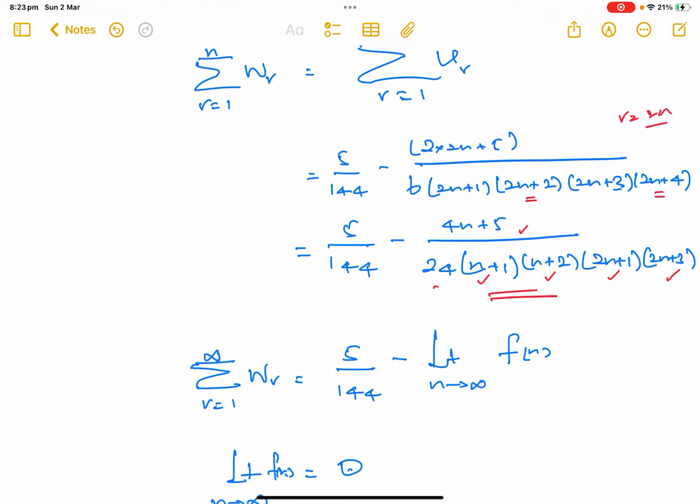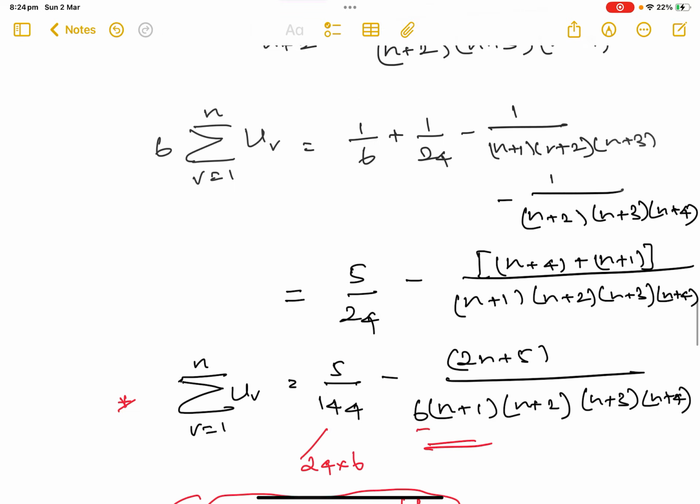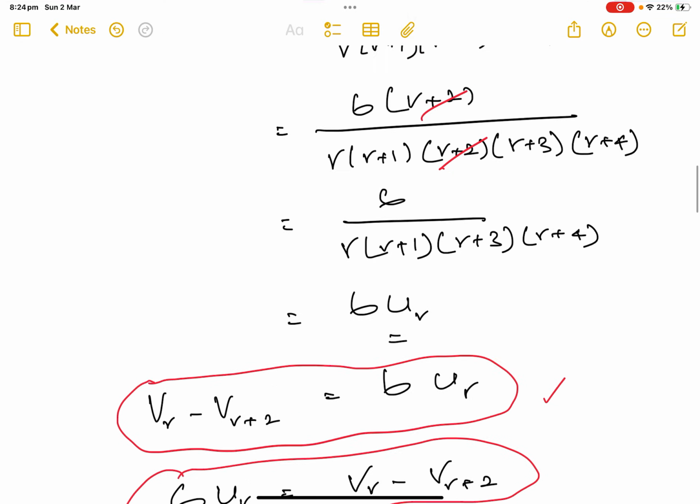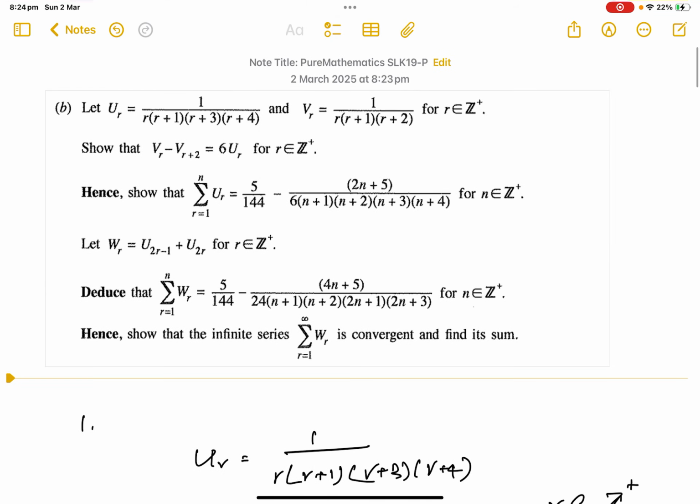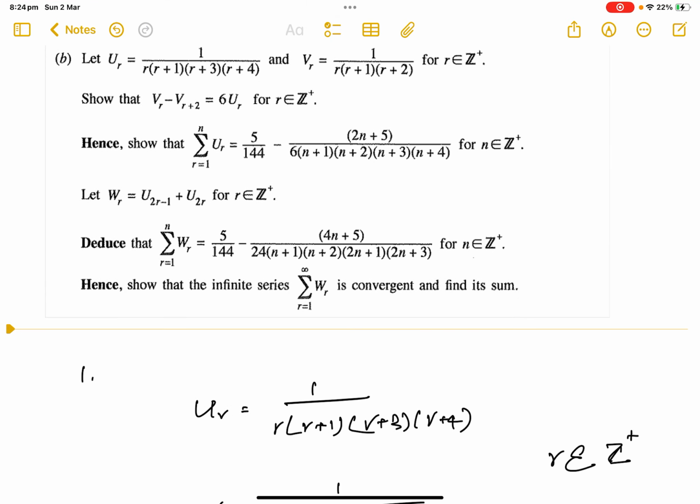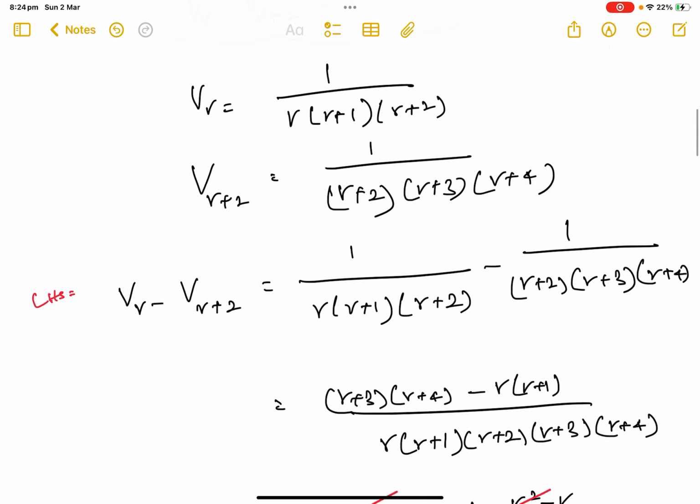The sum of r from 1 to n, w_r equals 5 over 144 minus 4n plus 5 divided by 24 times n plus 1, n plus 2, 2n plus 1, 2n plus 3. That is what we have to prove, and we have it: 5 over 144 minus 4n plus 5 over 24 times n plus 1, n plus 2, 2n plus 1, 2n plus 3. That's done. Hence, show that the infinite series of w_r, r from 1 to infinity, is convergent, and find its sum, its value.